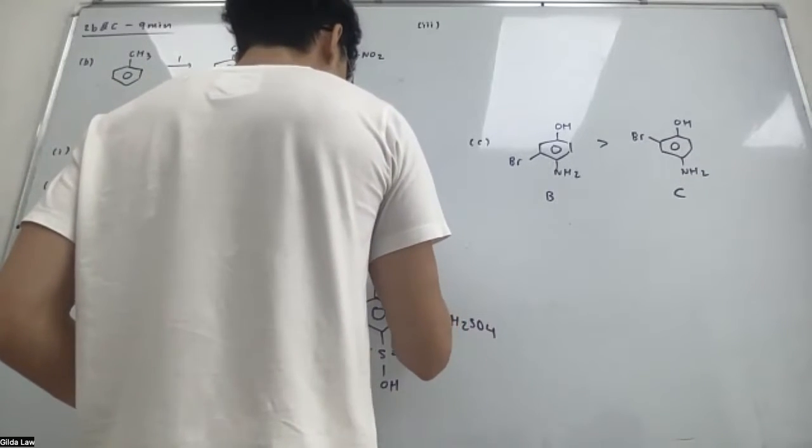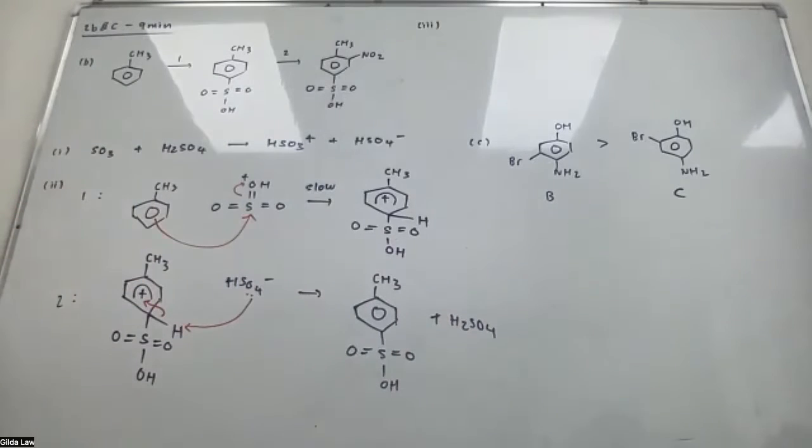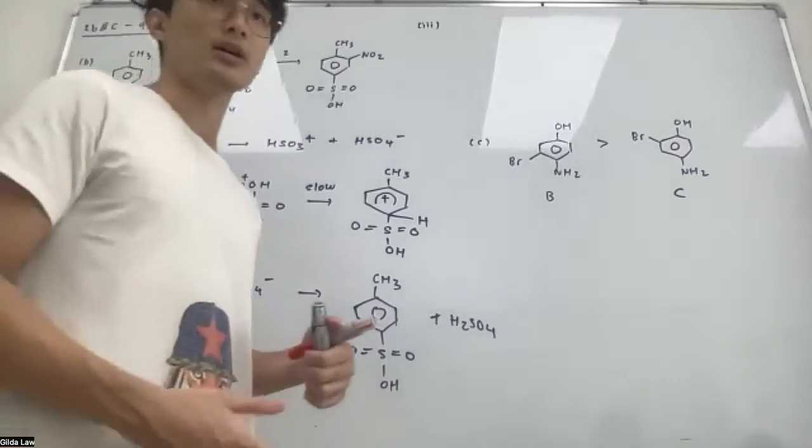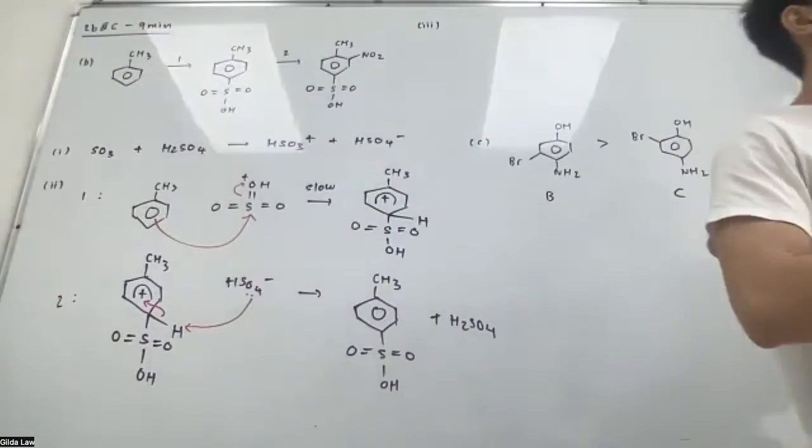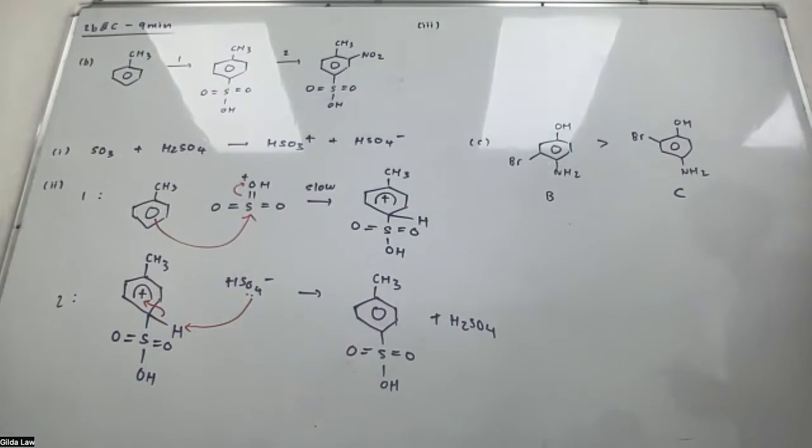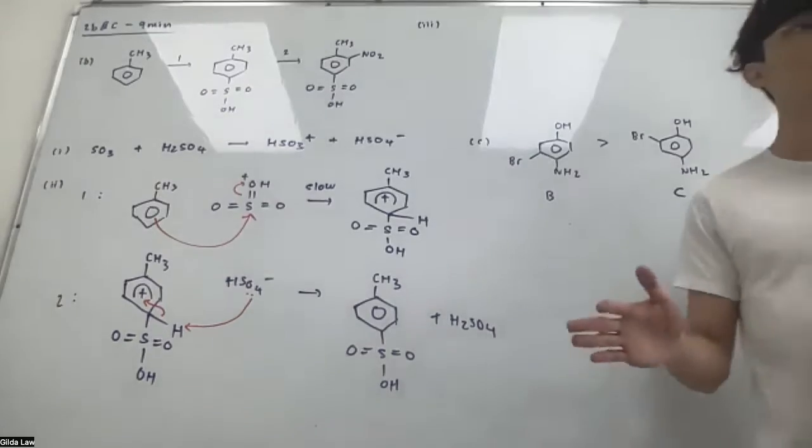Mechanism-wise, I don't think this is difficult, right? They just introduce a slightly different electrophile. But apart from that, everything else is the same if you realize. You don't need the title because the title has been given in the question already. All good with this?